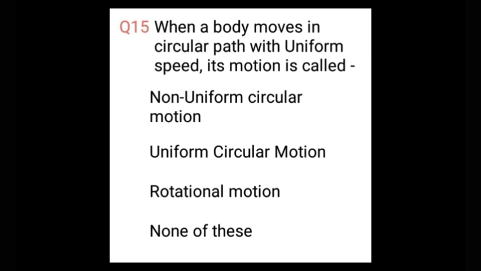Question number 15. When a body moves in a circular path with uniform speed, its motion is called non-uniform circular motion, uniform circular motion, rotational motion, or none of these. Your time starts now. The correct answer is uniform circular motion.